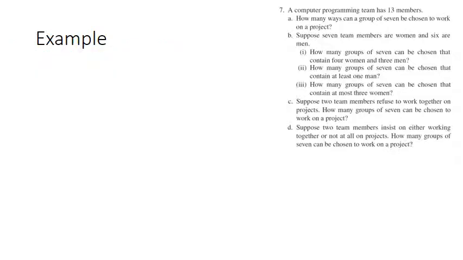Okay, so now let's look at part C. Suppose 2 team members refuse to work together on projects. How many groups of 7 can be chosen to work on a project? Okay, so this is interesting, and if I were back in the day, I probably would have gotten really stressed out over this problem, but now I think it's kind of fun. So let's give these 2 a name. It generally helps in math if you give things names. So call the 2 A and B.